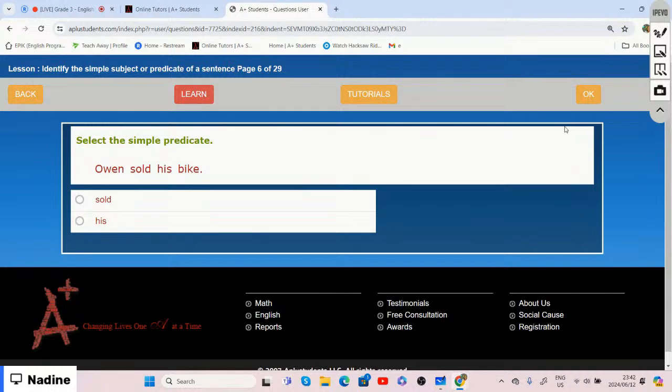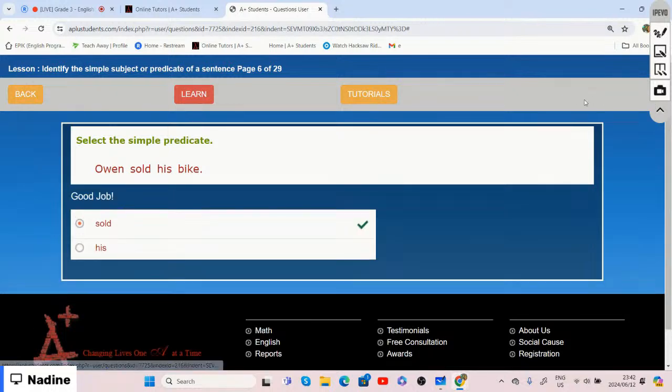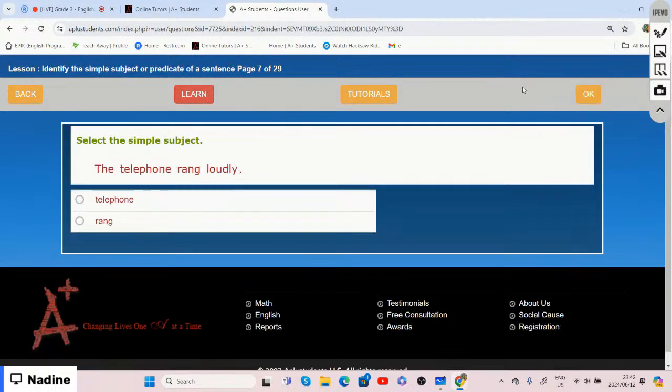All right, then if we were to identify our simple predicate within that sentence, which is the verb, the action, then we can say it is sold. Because what did Owen do? Owen sold his bike, right? That tells us what he did. He sold the bike.